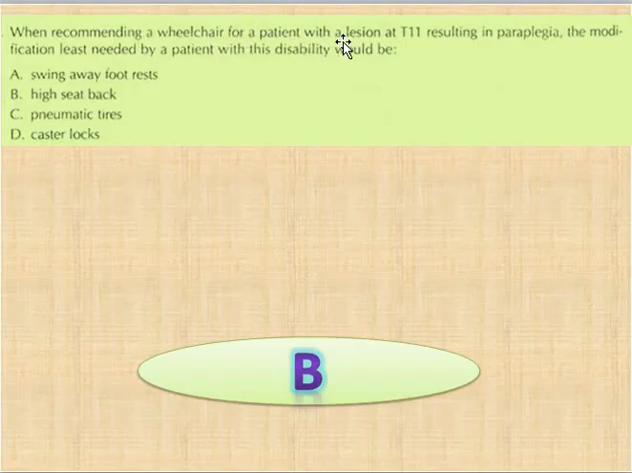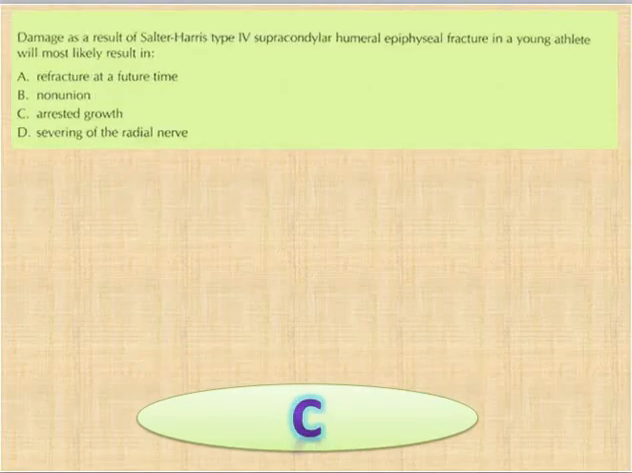When recommending a wheelchair for a patient with a lesion of T11 resulting in paraplegia, the modification least needed by a patient with this disability would be option A, swing away footrest, obviously needed, B, high seat back, C, pneumatic tires, needed, D, caster locks, also needed. The correct option is B, high seat back, since the patient already has trunk control.